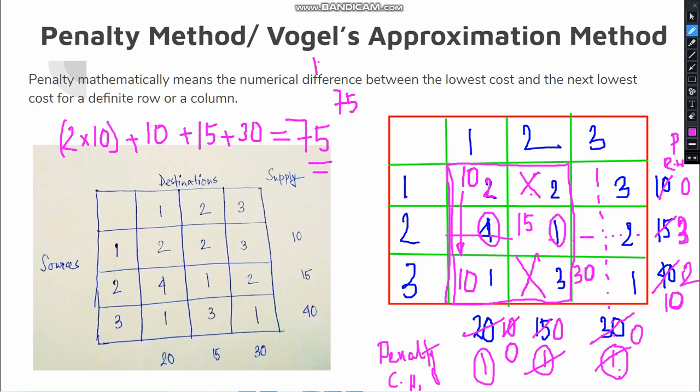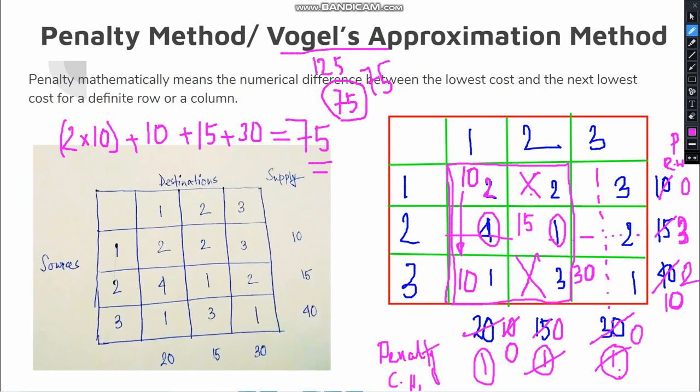It was 125 in Northwest. It was 75 in matrix Minima method, and it is 75 in VAM method. Let's just remember these three numbers because we will be deducing some information from these results afterwards. Whenever you are going to solve a problem, my suggestion is that you always use this VAM method, so that while optimizing this problem your efforts get reduced.